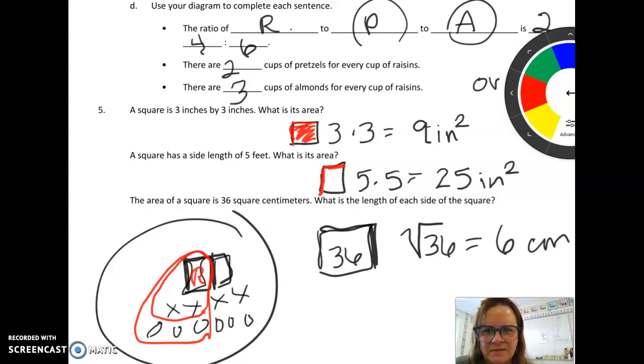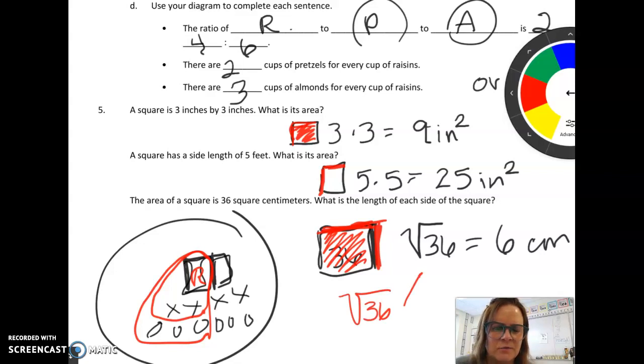And then the last one, it says the area of the square is 36. So this whole inside space is 36. What's the length of each side? Well, we have to figure out what do we multiply by itself. What times what gives us 36. That's also known as finding the square root. And the square root of 36, or what number times itself equals 36, is 6. So that one's 6 centimeters.